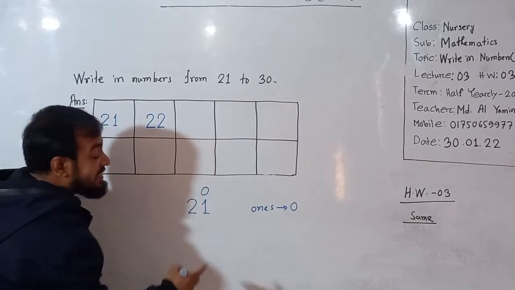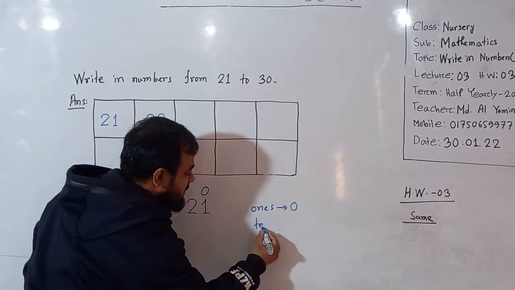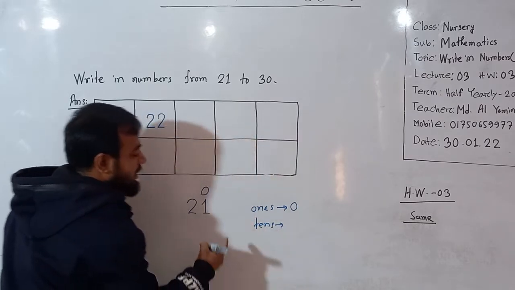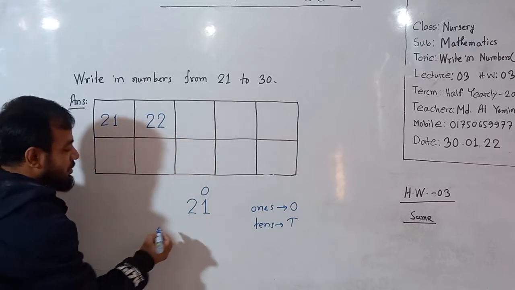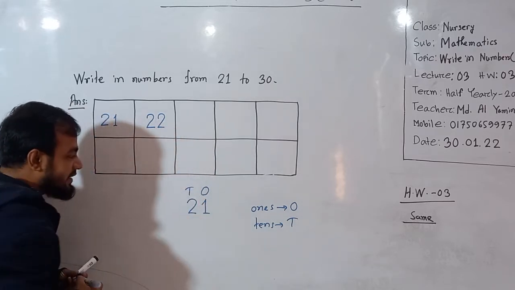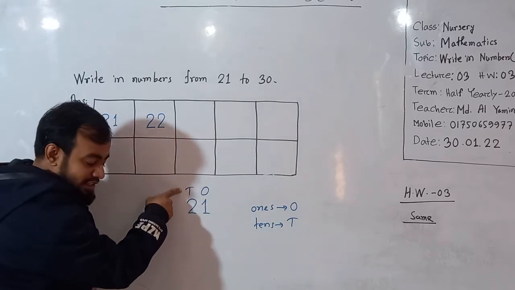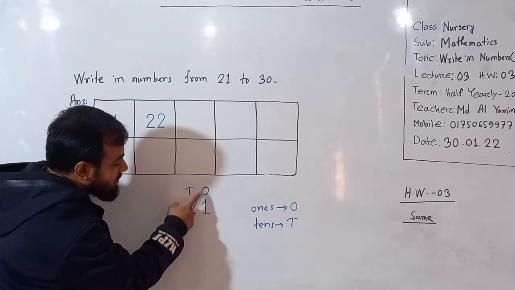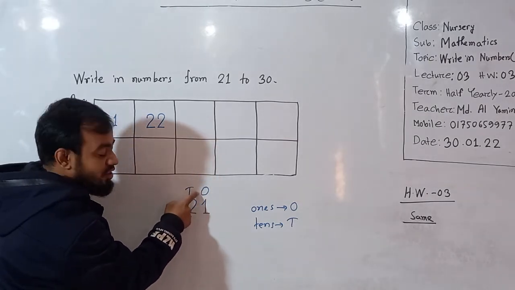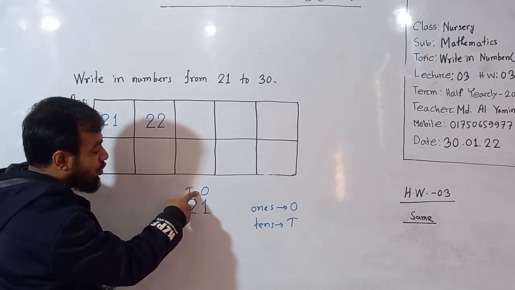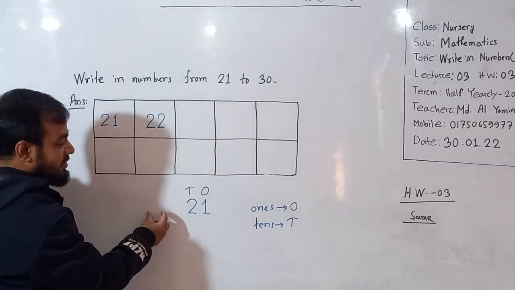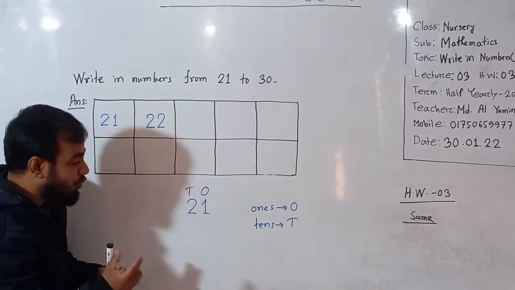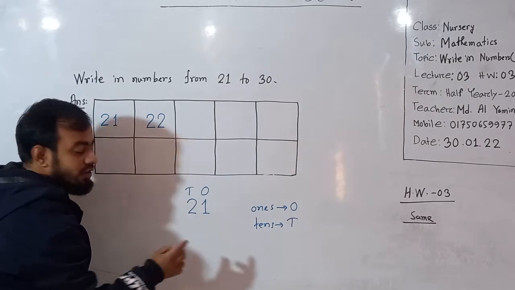Now this 2 is in the tens place. We can identify the tens place as T, so here we can write T. This T means this 2 is in the tens place, and this O means this 1 is in the ones place. This is not a zero; this is the letter O, which means ones place. In this way you can write all the numbers in the tens place and the ones place.